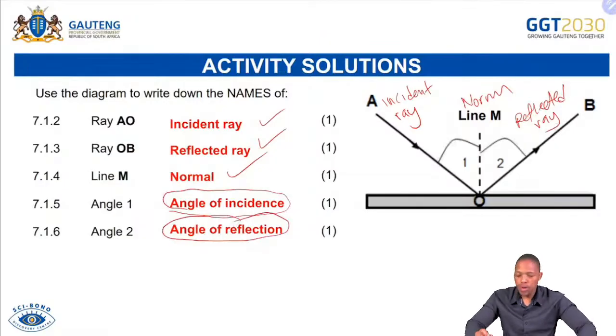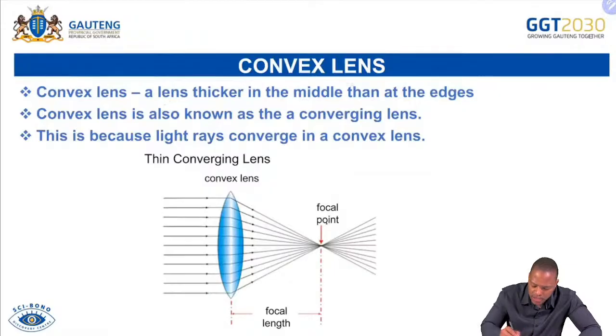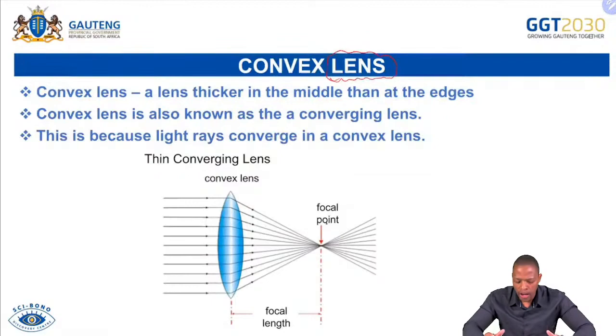Okay, right. Now, grade 12, let's look at how this refraction of light actually helps us in our lives. How is it applied in our lives? This refraction of light passing through helps us with things such as lenses. We get to have lenses, or we get to use lenses.